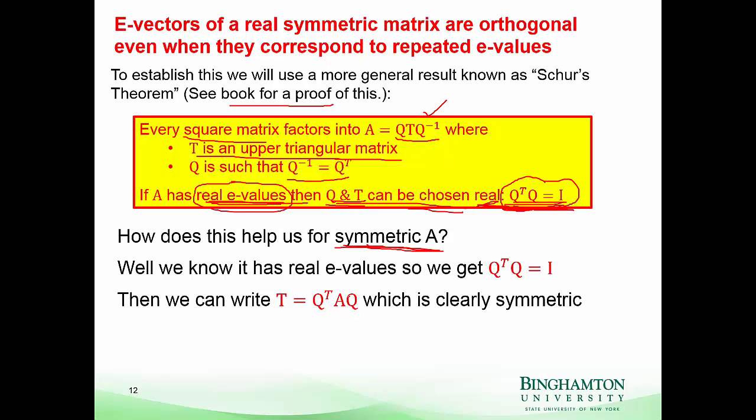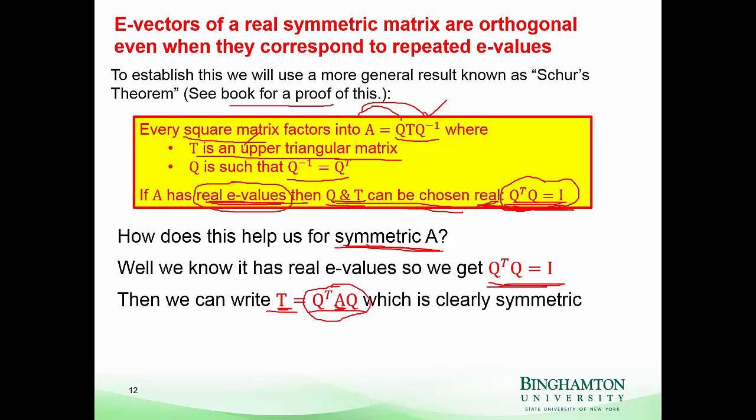So since we know this is true, we can now write T, moving all of these things over to the other side, we can write T is equal to Q transpose A times Q. And again, that's easy to verify that that is symmetric. So what we've just shown is that applying Schur's theorem to a symmetric matrix A, the T must also be symmetric.